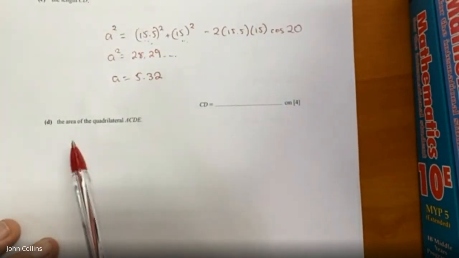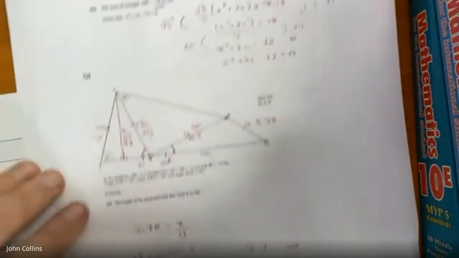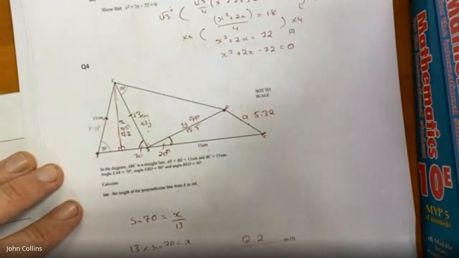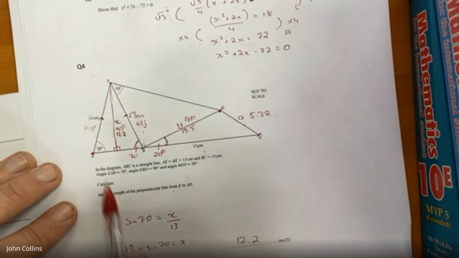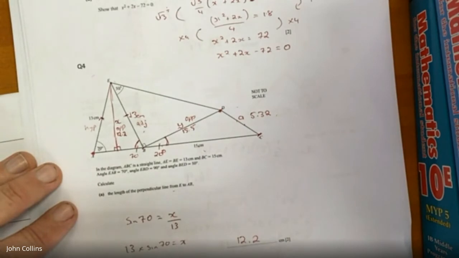Okay. Area of quadrilateral ACDE. ACDE. Oh, it's the whole thing. There's a few ways you can do this. Split it up into 3 triangles that are already there is probably the easiest thing to do. There's 3 triangles there. One of them is a right angle triangle, and 2 of them are not right angle triangles.